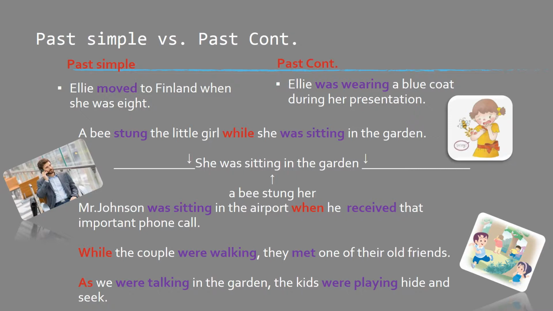While and as are followed by past continuous. On the other hand, when is followed by past simple. Mr. Johnson was sitting in the airport when he received that important phone call, or while the couple were walking, they met one of their old friends. We can use the conjunctions while and as to join two sentences describing simultaneous actions. For example, as we were talking in the garden, the kids were playing hide and seek.